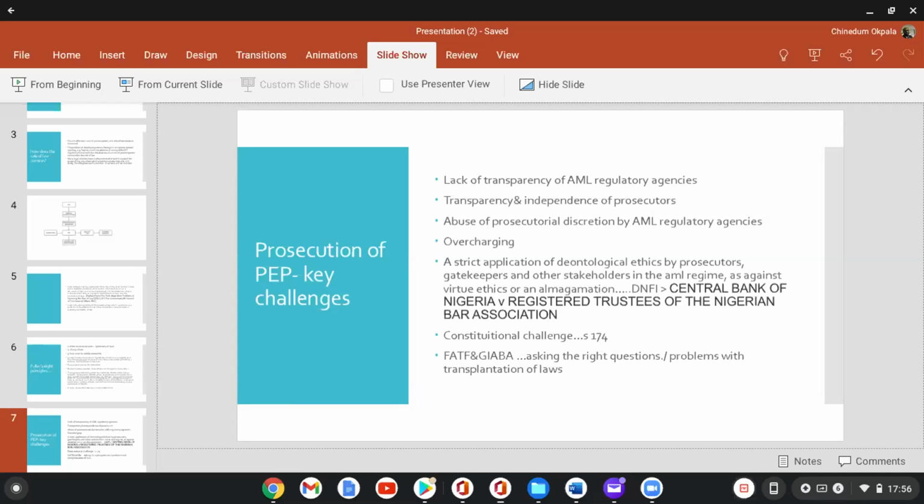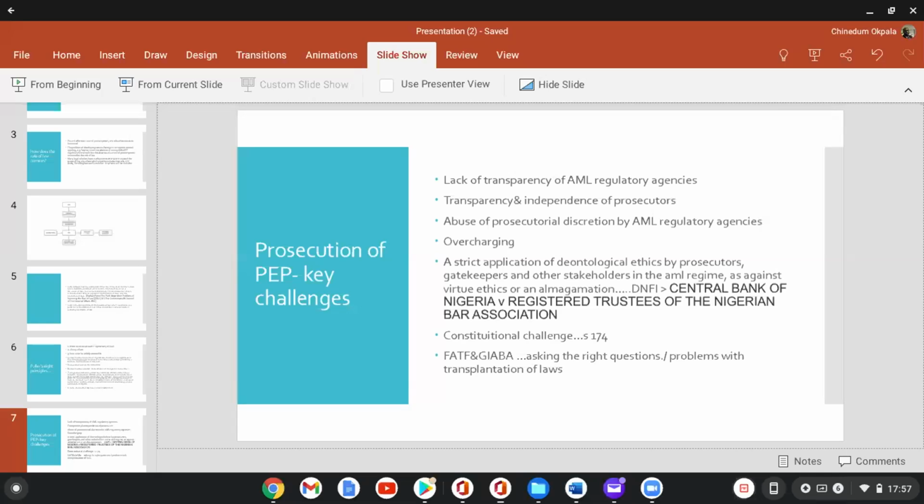A strict application of deontological ethics, so ethical consideration of gatekeepers here, lawyers, are people who actually should do their jobs in this regard, and also looking at it from a virtue ethics point of view as against a deontological ethics point of view. The challenge of the Constitution, Section 174, which concentrates all the powers of the AG, and gives the AG exclusive rights to regulate the prosecutorial powers.